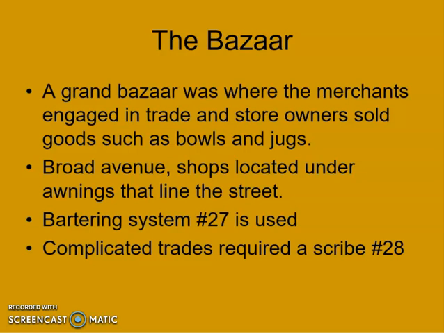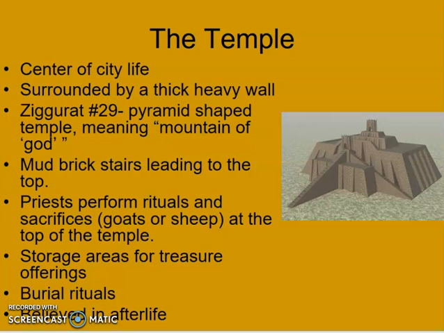They used a bartering system where you figure out how many chickens are worth 3 bottles of wine or how many cows are worth 3 ducks. They just argue and fight until they figure out a deal. Complicated trades might require a scribe. There you go. Number 29, they worshipped this thing called Ziggurat, meaning the mountain of God. Ooh, spooky. All right, moving on.